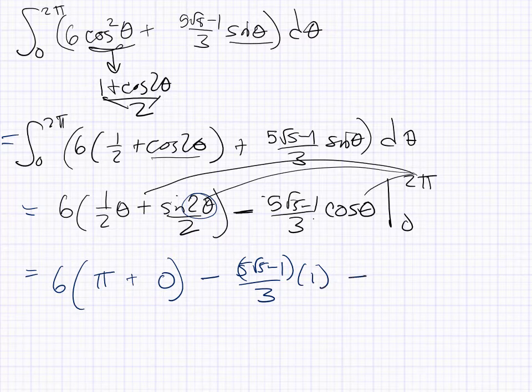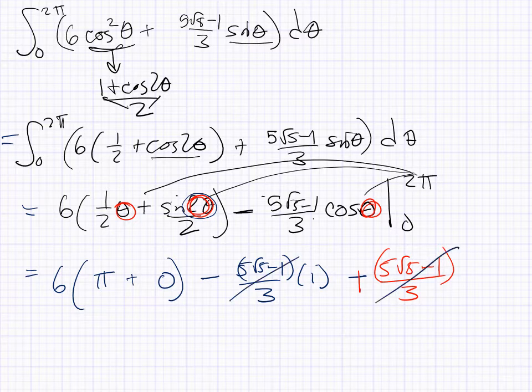Minus, what happens if I plug in 0? Well, if I plug in 0 here, that's 0. Plug in 0 here, sine of 0 is 0. If I plug in 0 here, I'm going to get 1. And so if I'm subtracting it, it becomes plus 5 root 5 minus 1 over 3. And you see these end up canceling. And so we just end up with 6 pi.